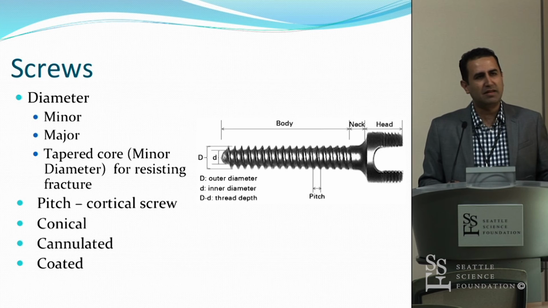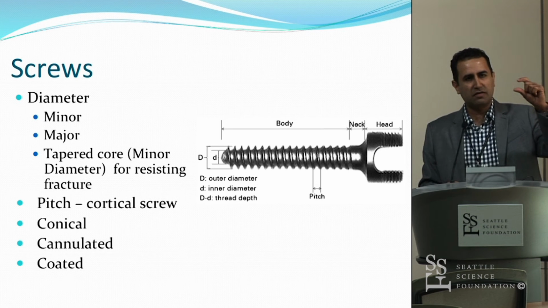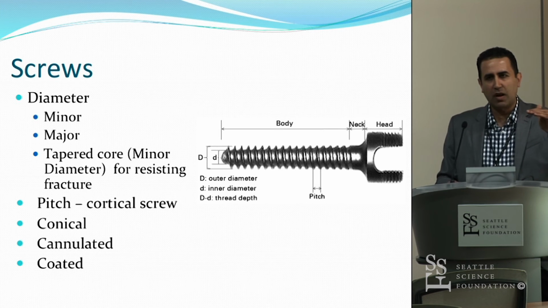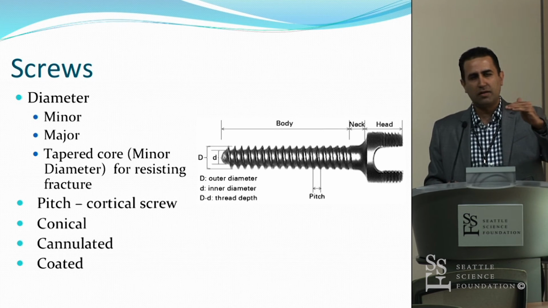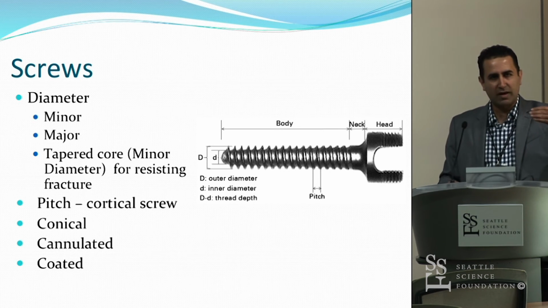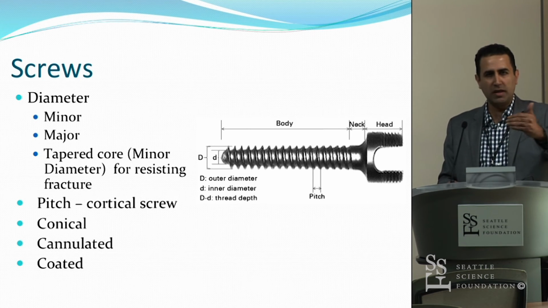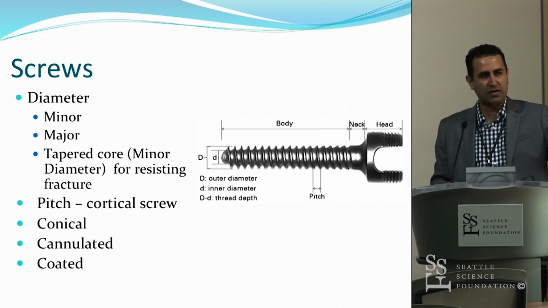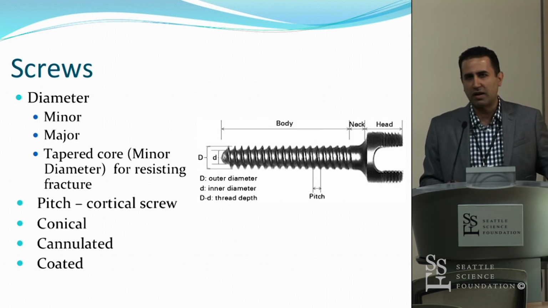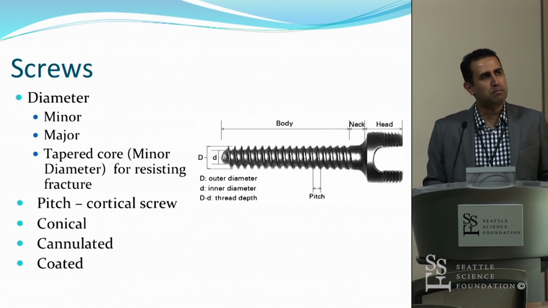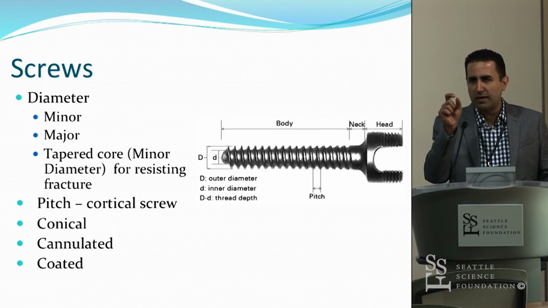You have a thread depth, which is the distance between the tip of the thread down to the core. The importance of that is that the mirror image of that is the bony surface area that's in contact with the screw, particularly when it's relevant for pullout. Pitch refers to the distance between the threads.